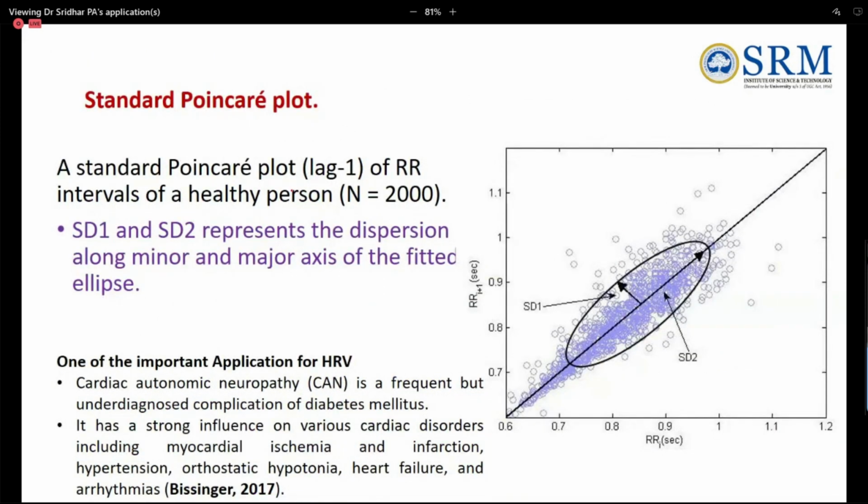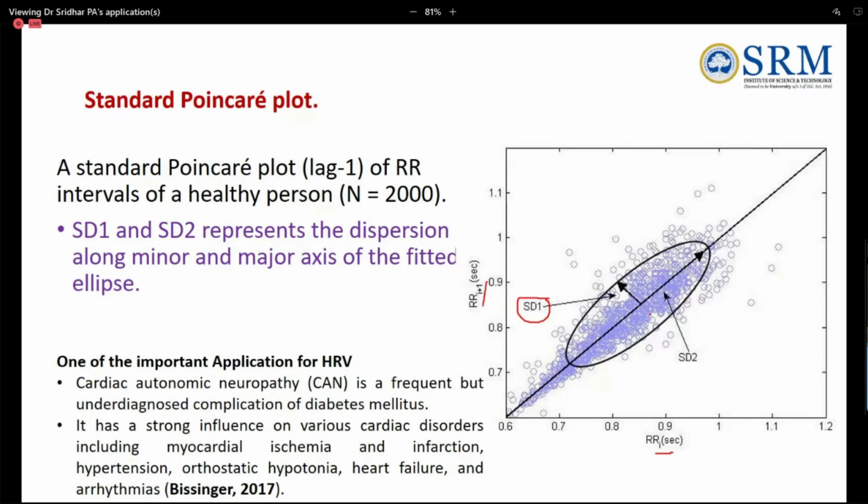The standard Poincaré plot is related to, so you are able to see I and I plus 1 here, and this is the standard rate. From this spread, you create a dispersion ellipse. In this spread, you will be able to see two different dispersions from the center line.